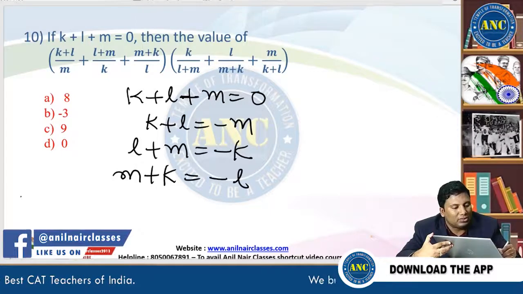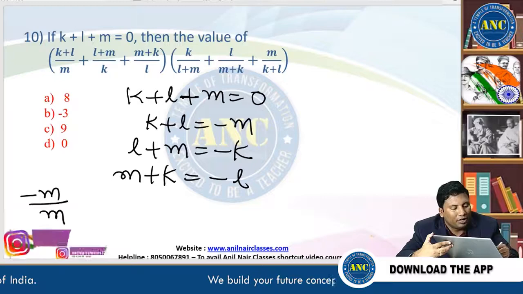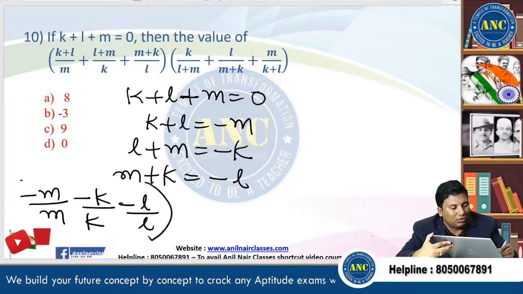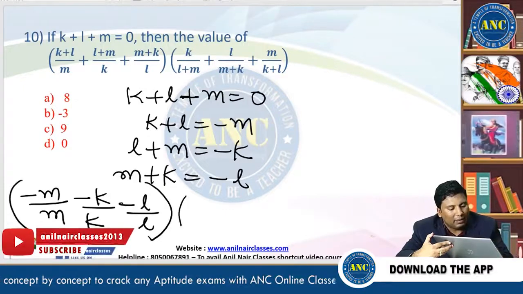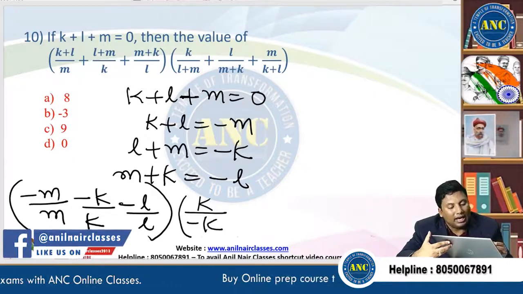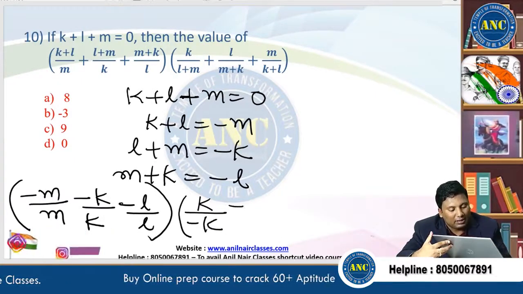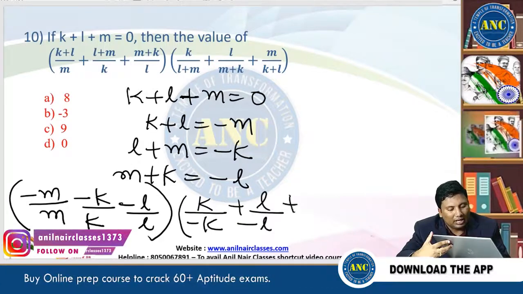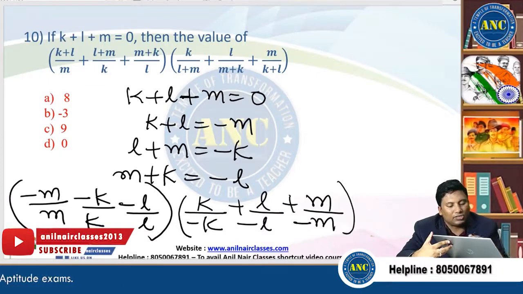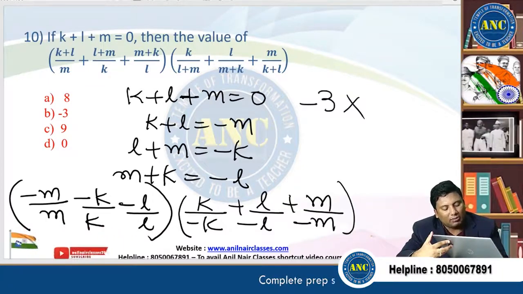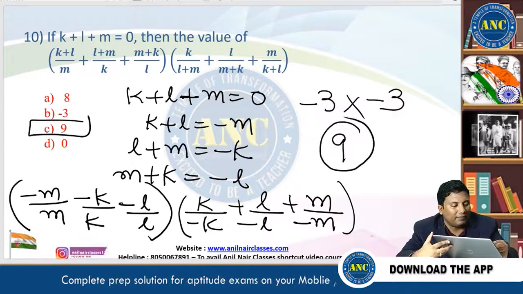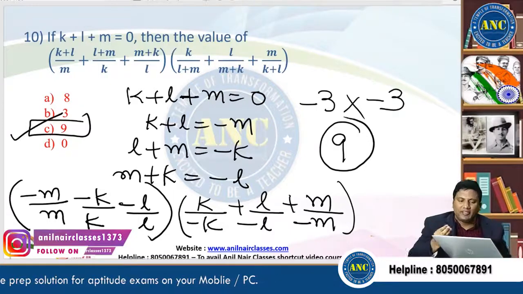What is M plus k value? Minus L. If I substitute minus M by M, minus k by k, minus L by L, can I say k by L plus M? What is k by minus k? L by M plus k, plus L by minus L, M by k plus L, M by minus M. Minus 1, minus 1, minus 1, minus 3, minus 3 into minus 3 is 9. Idea clear? It's a very simple question.